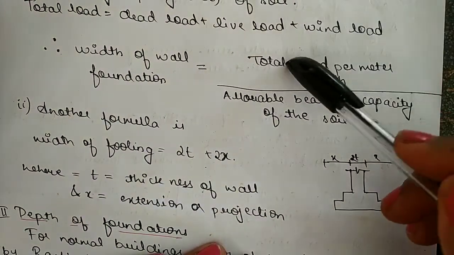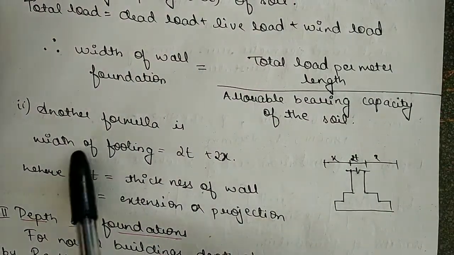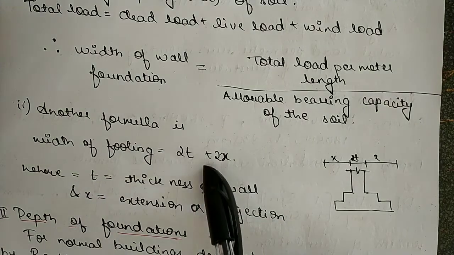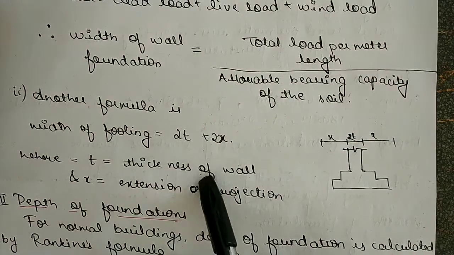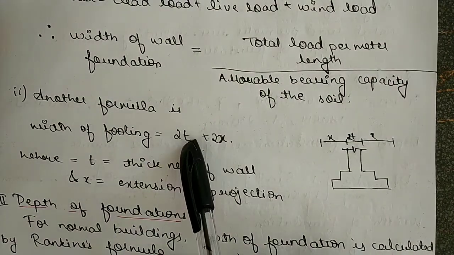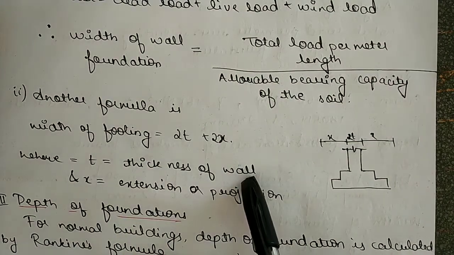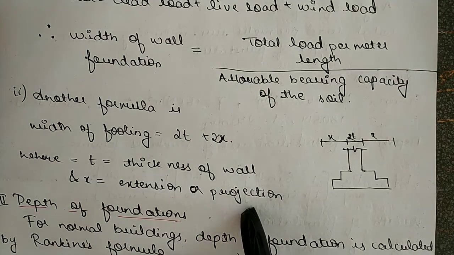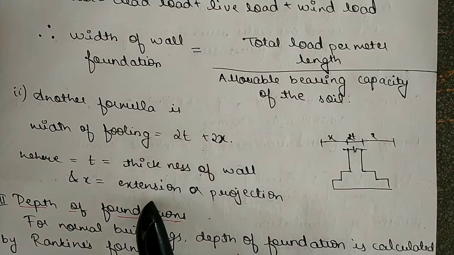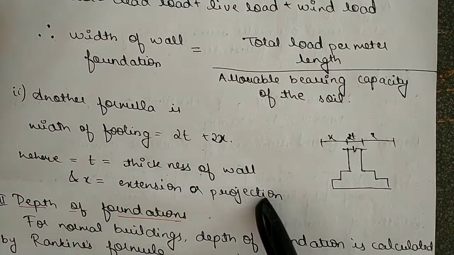Okay. Next one, there is another formula. This is one formula. Another formula is width of the footing is equal to 2t plus 2x, where t is the thickness of the wall. ये जो T है इस फॉर्मूला में वो क्या है? Thickness of the wall है. Then x is the extension and projection after the wall. Okay, जो X है इस फॉर्मूला में वो क्या है? Extension बोल सकते हैं उसको या प्रोजेक्शन बोल सकते हैं.